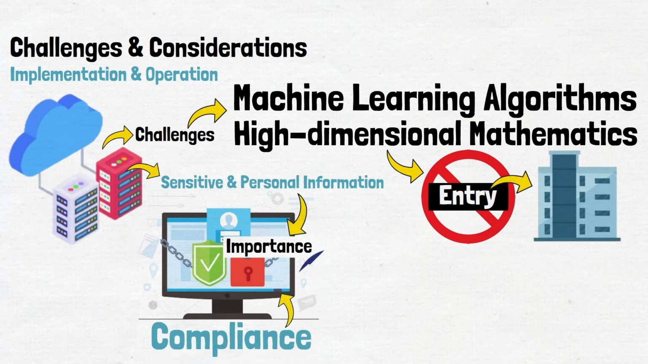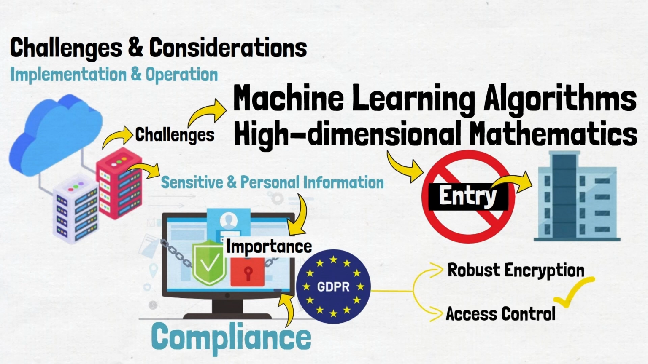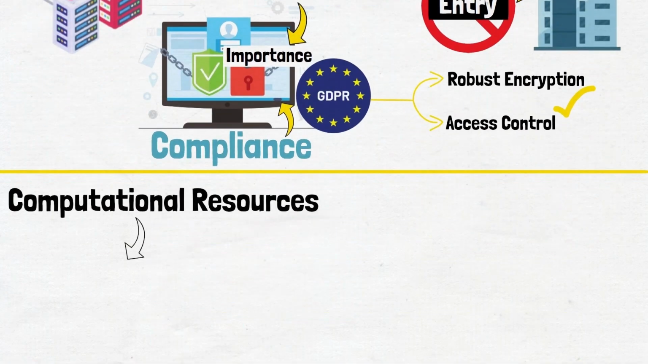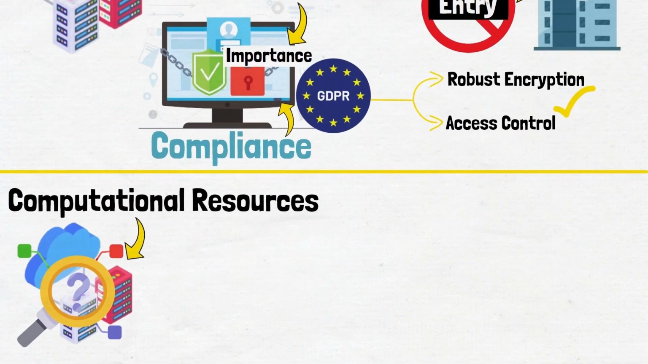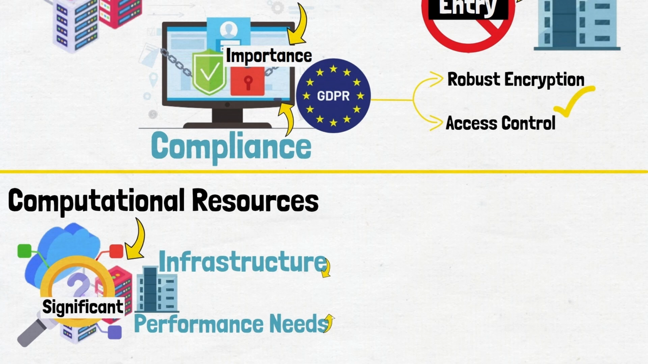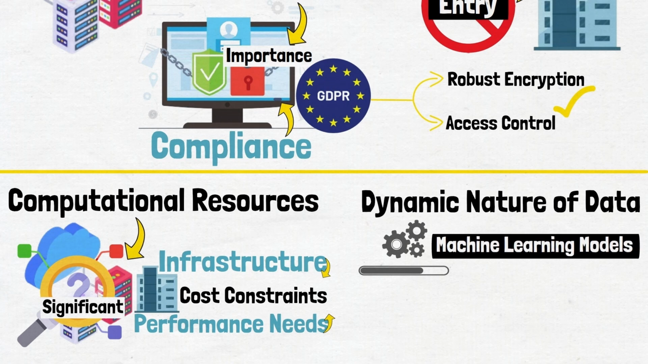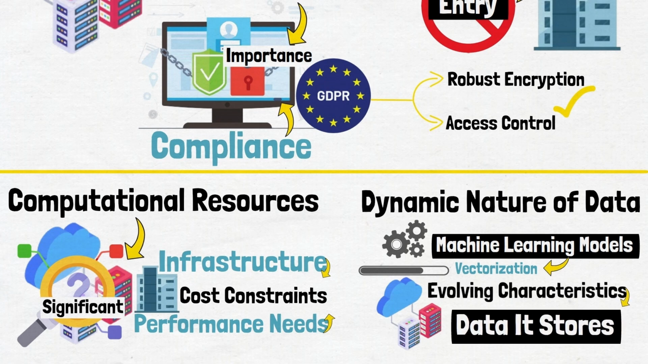Compliance with data protection regulations, such as GDPR in Europe, requires robust encryption and access control measures to be in place. Moreover, the computational resources required for maintaining and querying vector databases, especially at scale, can be significant. Organizations must carefully plan their infrastructure to balance performance needs with cost constraints. The dynamic nature of data also necessitates continuous tuning and updating of the machine learning models used for vectorization to ensure that the database accurately reflects the evolving characteristics of the data it stores.